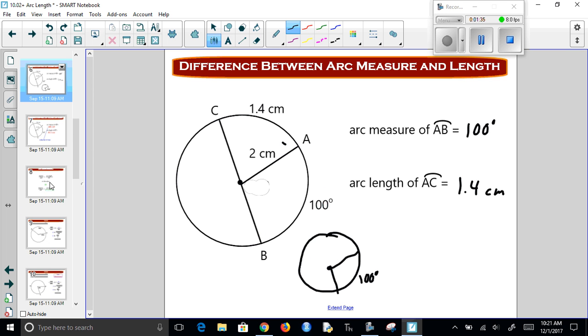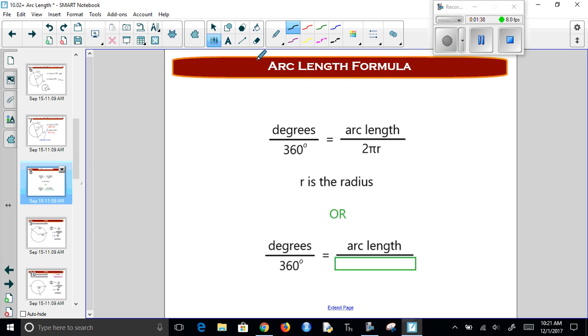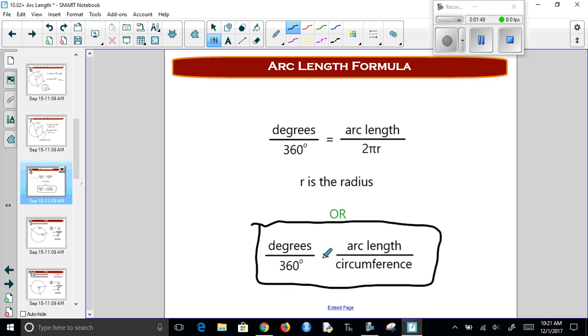Now, when we want to find arc length, we could do this top one, but I really don't like it. I like this bottom one. You could do degrees over 360 equals arc length over circumference, or you can just take your degrees over 360 and then multiply it by your circumference. That's going to be your arc length. Either way, it's going to be fine.